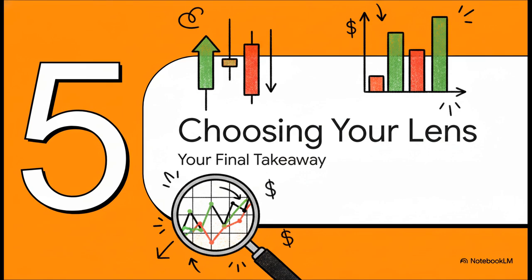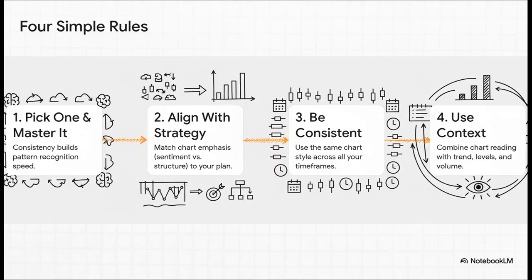Okay, time to bring it all home. We've defined the tools, we've highlighted their very different personalities, and we've matched them to the trader. So now let's turn all of that into a simple set of rules you can use to choose your own lens with total confidence. Here are 4 super simple rules to guide you. Number 1, pick a lane and master it. Your brain's ability to recognize patterns gets way faster with consistency. 2, align your chart with your strategy.